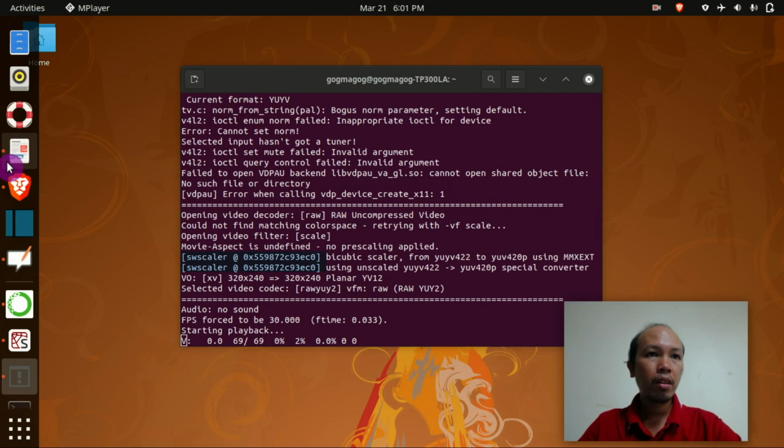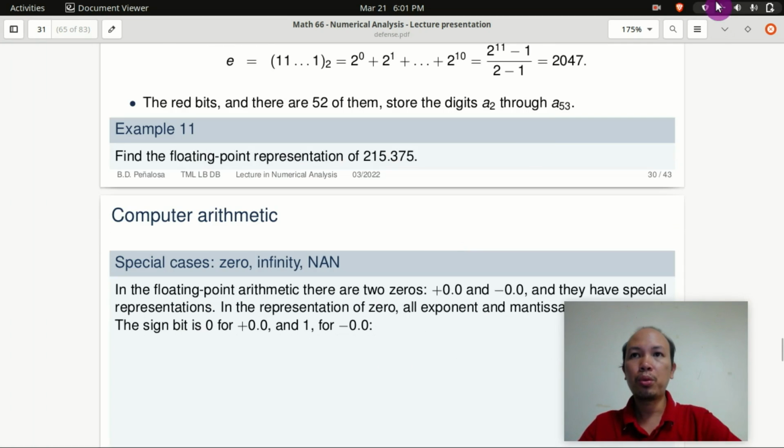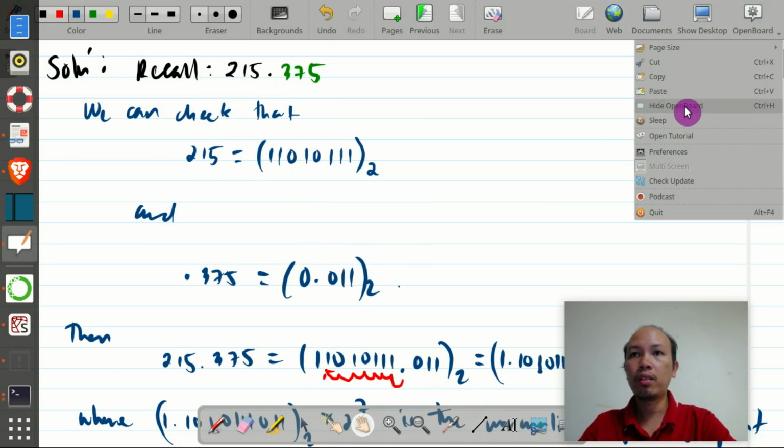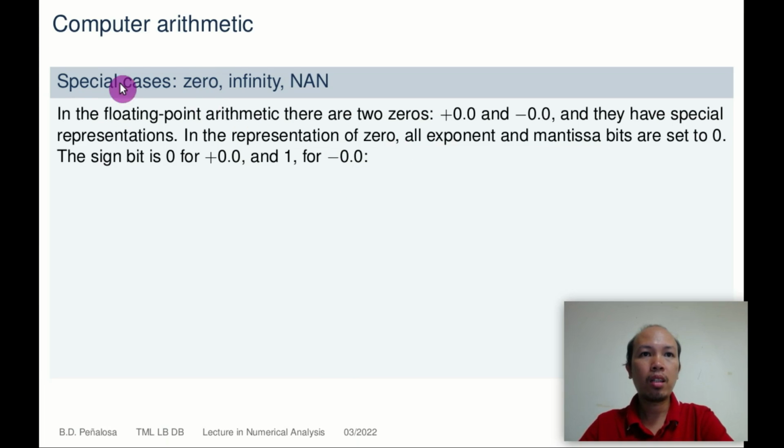After discussing this topic, let's differentiate between a 32-bit computer system or operating system and the 64-bit operating system. Okay, let's try the difference between the two, before I give you a problem set. Okay, let's proceed to special cases.